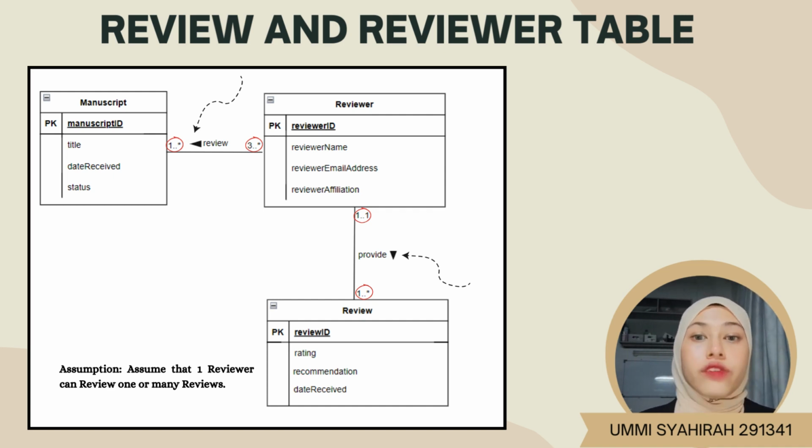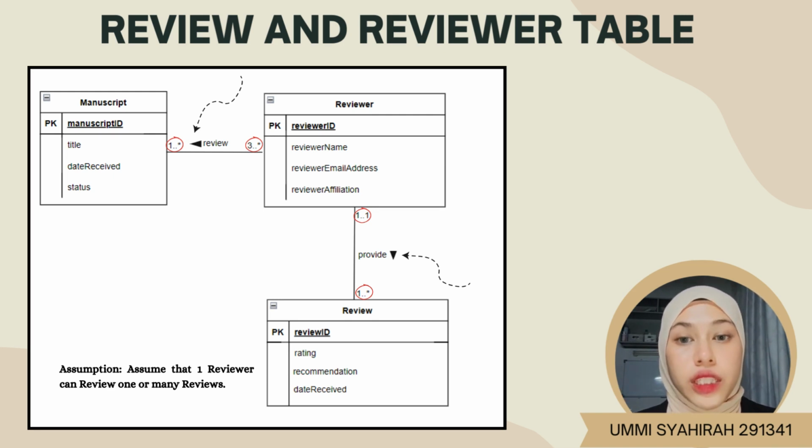Moving on, we have the review table. This table stores detail about the reviews submitted for manuscript. The primary key for this table is review ID. Next up is the manuscript table. It holds information about the manuscripts themselves. The primary key for this table is manuscript ID.